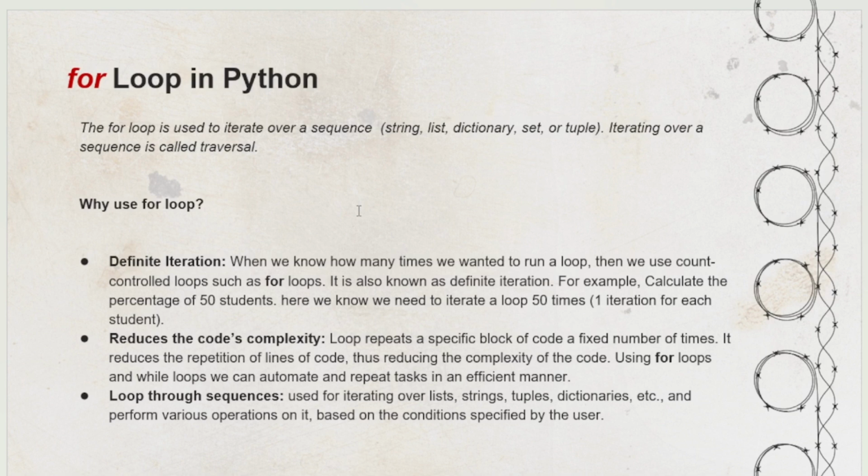Loop through sequences is used for iterating over a list, string, tuples, dictionaries, etc., and performing various operations on them based on the conditions specified by the user. If you want to add, multiply, subtract, divide, anything, it depends on the requirements.